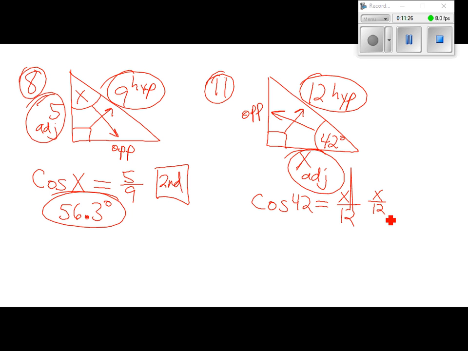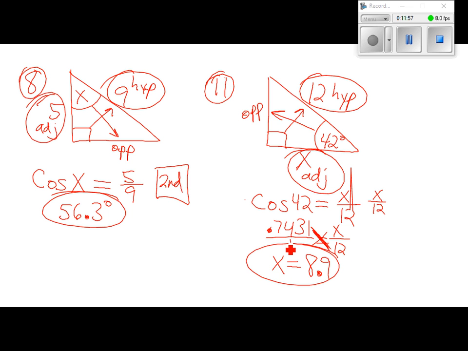All you do next, find the cosine of 42, so grab your calculator and hit cosine 42. You end up with 0.7431. Put a 1 underneath that. x here, 12 on bottom, and cross multiply. This is one of the easy ones because 1 times x is x, so whatever we get when we cross multiply this way is going to be our answer. So we take that times 12, and you end up with about 8.9. So the length of this side right here is about 8.9.